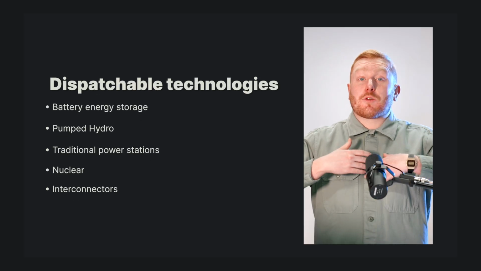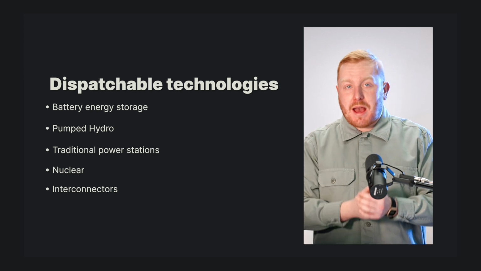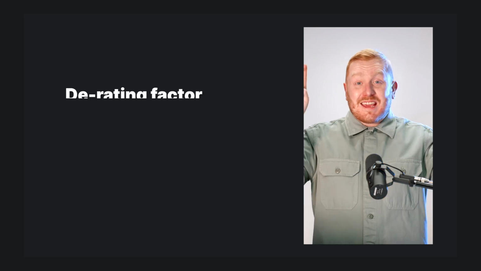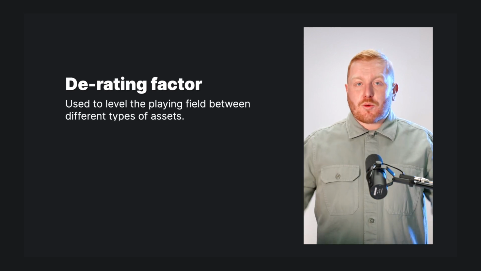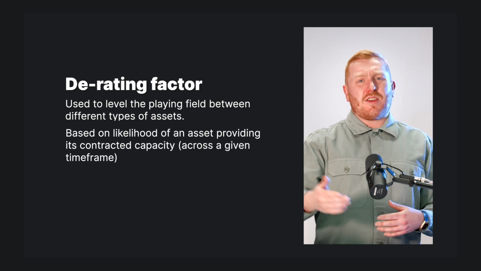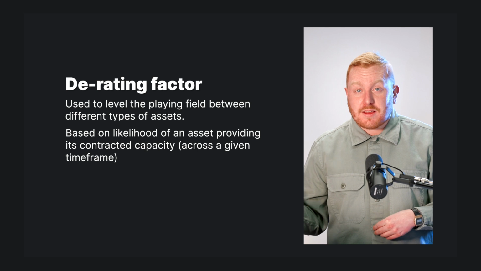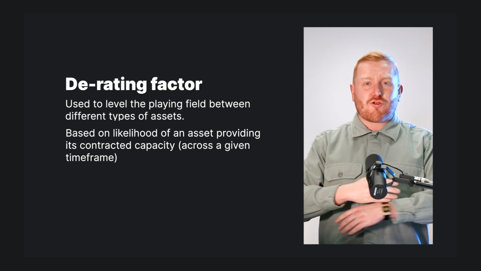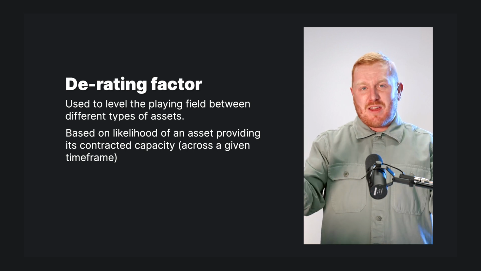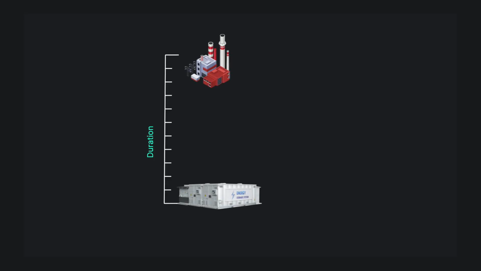Anyway, all of the dispatchable technologies that can enter the capacity market are subject to what's called a derating factor. This derating factor is used to level the playing field between different types of assets. Essentially, the amount that an asset gets paid for participating is linked to the likelihood that they'll be able to reliably provide their contractually agreed capacity for a set period of time. Therefore, storage assets like batteries are derated based on their duration. This means that shorter duration storage assets are going to be paid less than, say, open cycle gas turbines, which can run indefinitely.